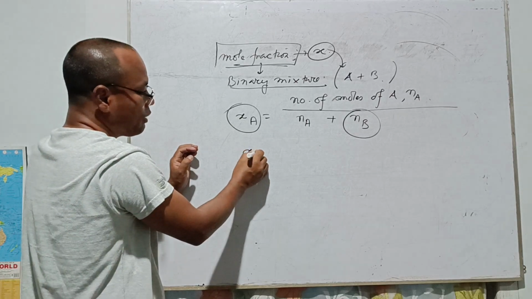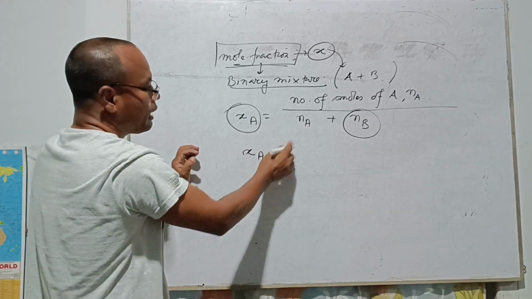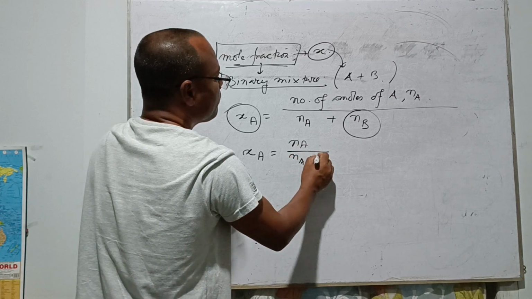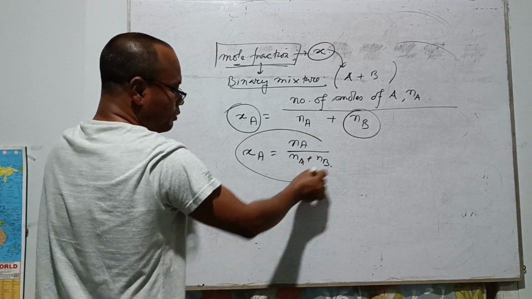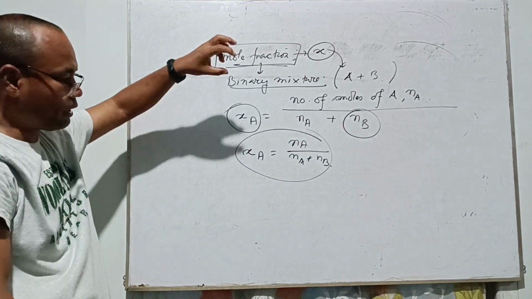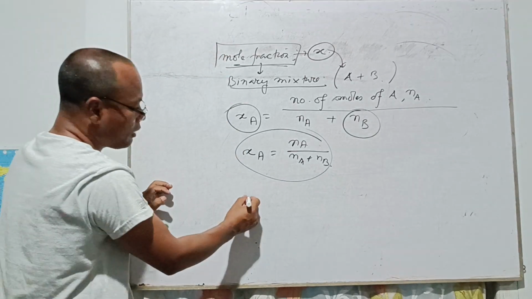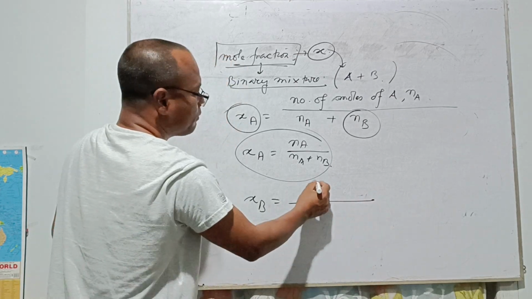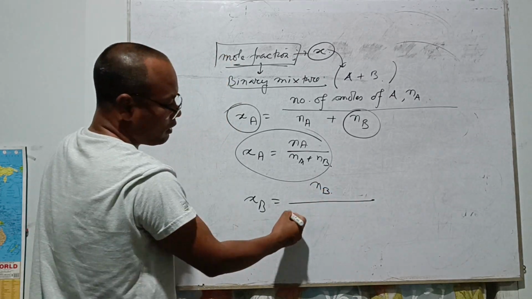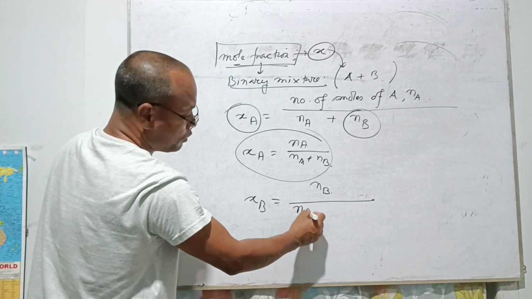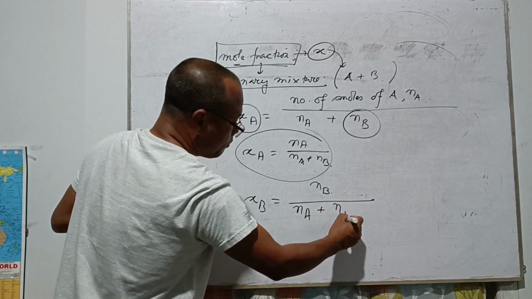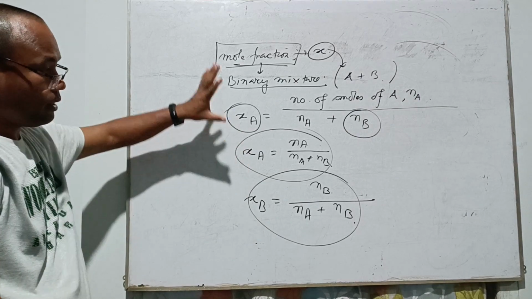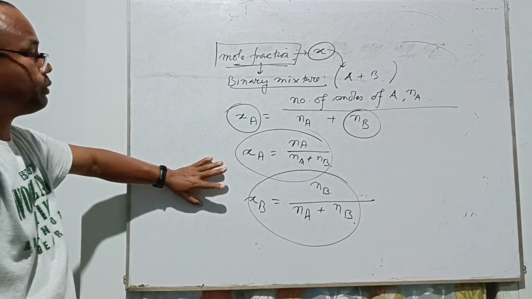So when we calculate the mole fraction of A, I write Na divided by Na plus Nb. If you know how to calculate the mole fraction of component A, can we calculate the mole fraction of B? It's very simple. It is the number of moles of component B divided by the total number of moles of A plus the number of moles of component B. That's very simple. But what is the simplest way to calculate?